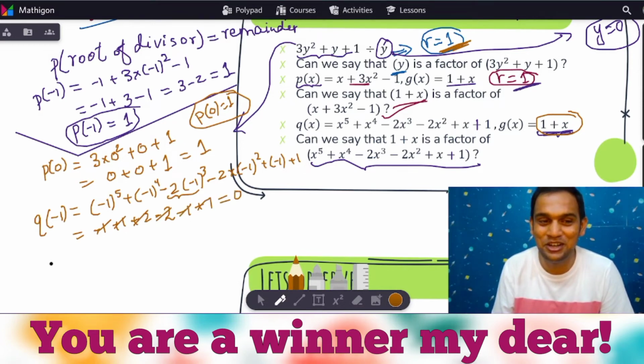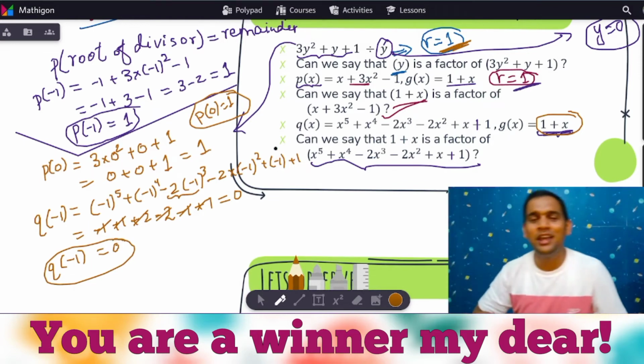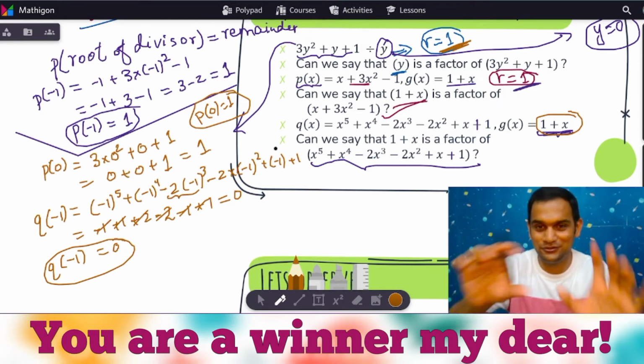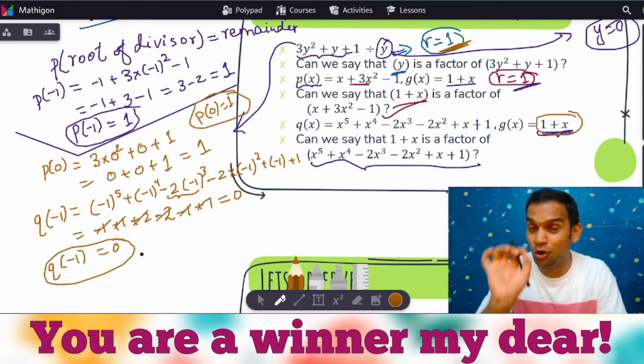0. So what do we observe? That q of minus 1 equal to 0. Isn't it a very interesting thing? Instead of going for so long division method to find the remainder of a particular polynomial divided by polynomial, why not find the root of the divisor? Now, my dear friends, observe here.